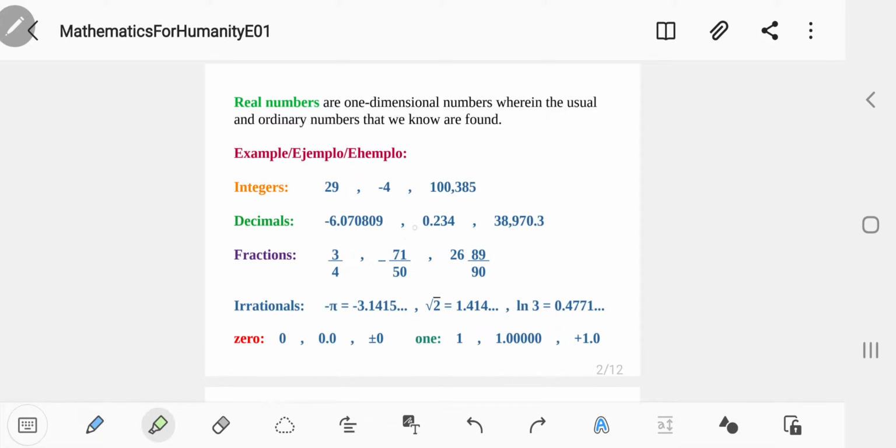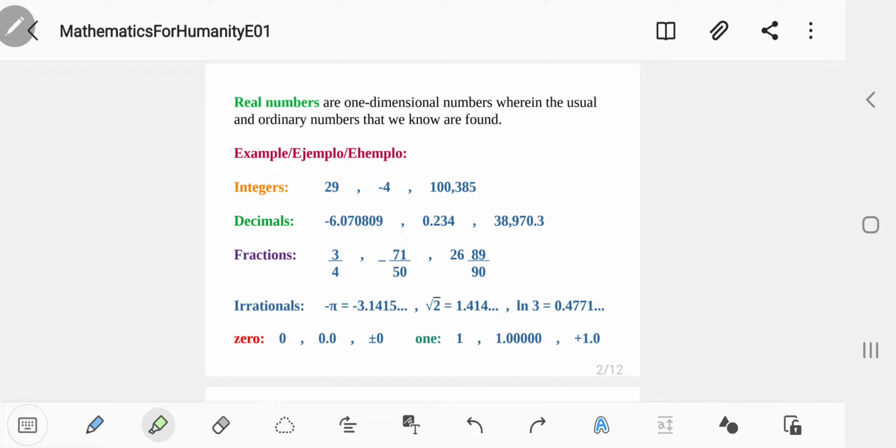The other one, you have negative 71 over 50, and you notice that 71 is greater than 50. The numerator is greater than the denominator. So we call that fraction an improper fraction. And we also have a mixed number, wherein you have a whole number and a fraction on the side. So those are the three types of fractions.